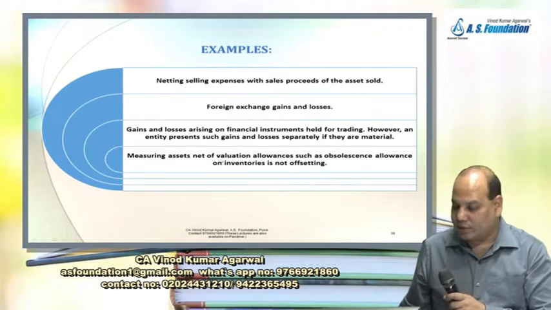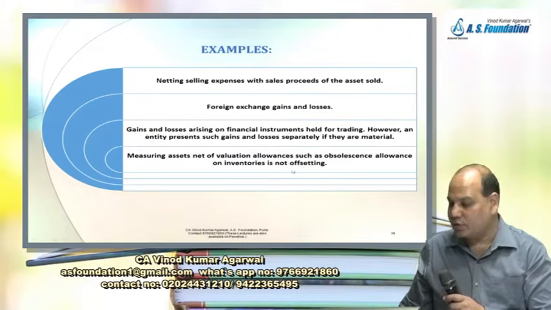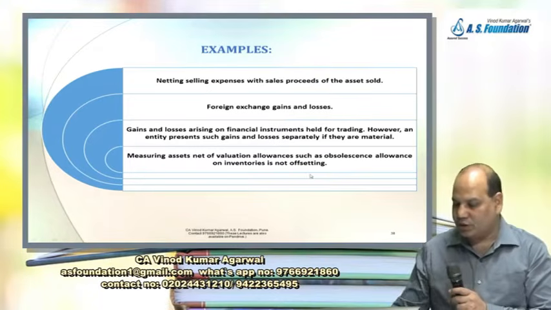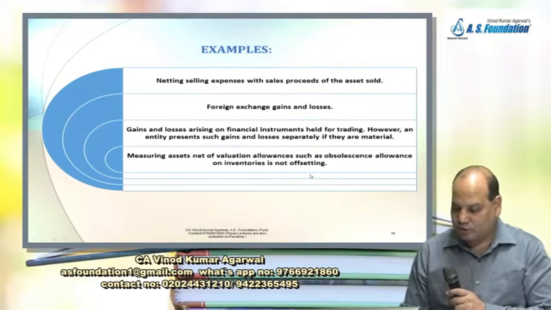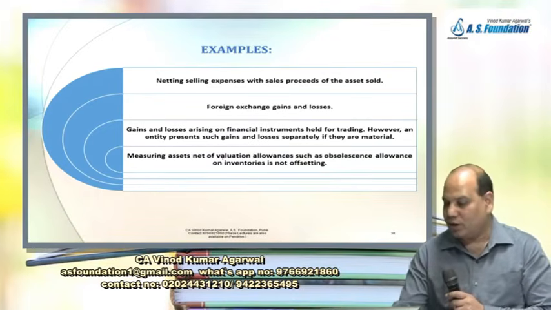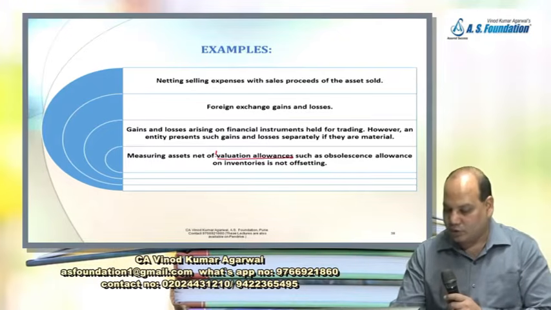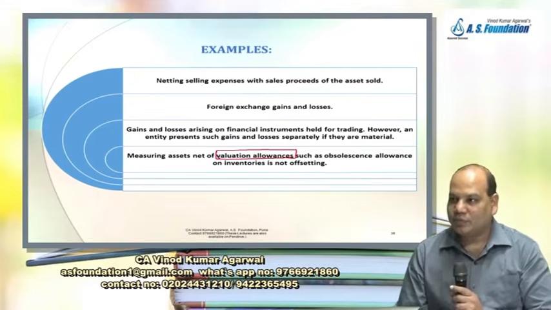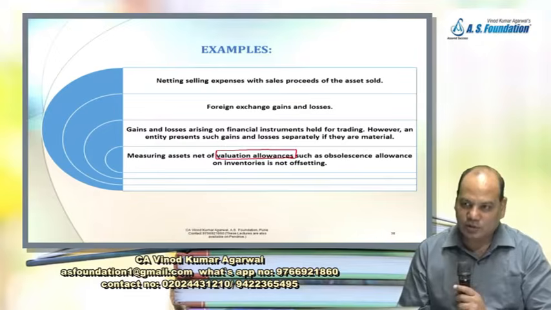Measuring assets net of valuation allowance, such as obsolescence allowance on inventory, is not an offsetting. Now what is this item? Suppose you have an inventory of 10 lakh and you have made a valuation allowance. Valuation allowance means you can say here impairment loss provision on inventory. That is not called offsetting. That is a presentation requirement.